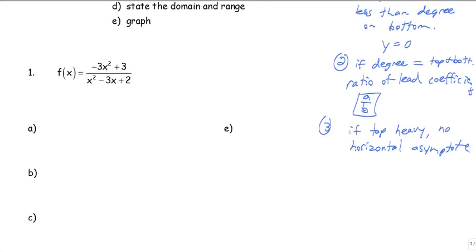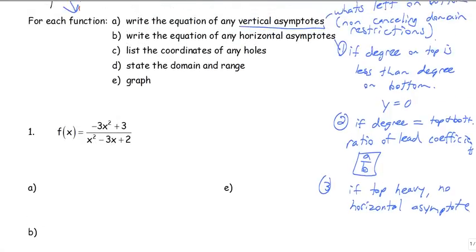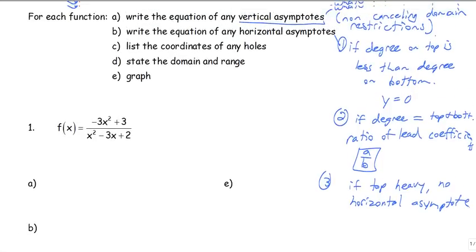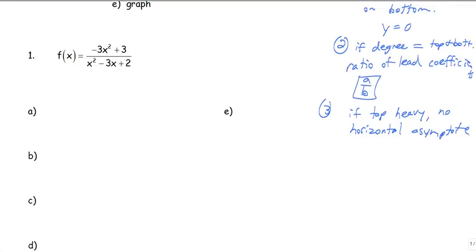So for all these problems, we have to do all these parts. I always like to do step D first. Well, first of all, I like to simplify it. So the first thing you should be doing is factoring this. So I'm going to do that up here. Pull a negative 3 out. I get x squared minus 1 over x minus 1 and x minus 2.